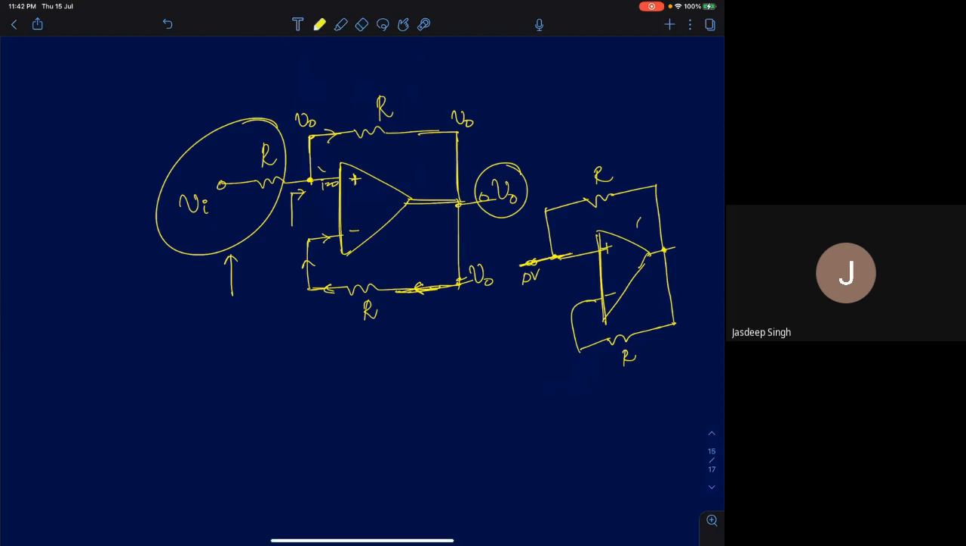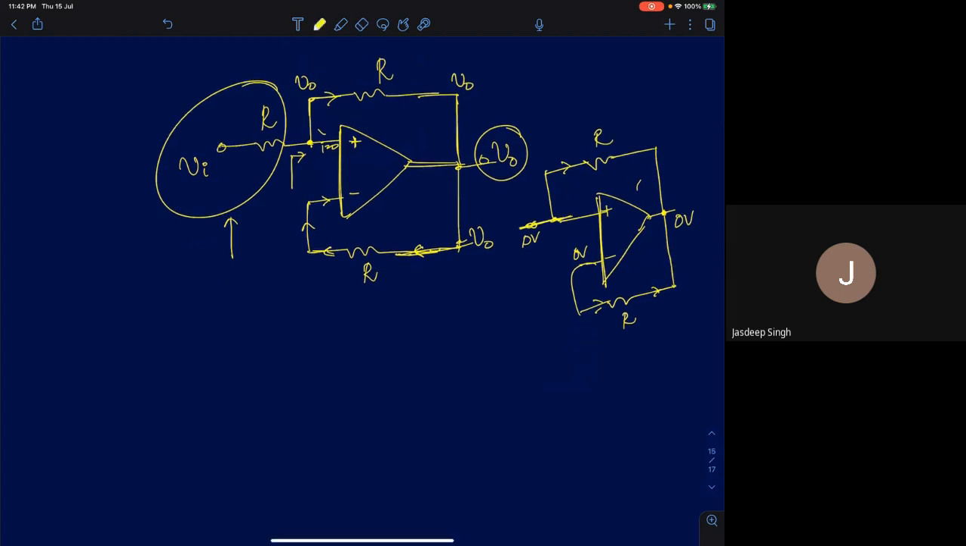Since there is only negative feedback, the positive and inverting terminals will follow each other. So I can assume this node voltage will be a delta V. This will also be a delta V because no current flows through R, which means the current flowing through the resistor is zero. So therefore, if you look at it carefully, even here Miller's theorem works.